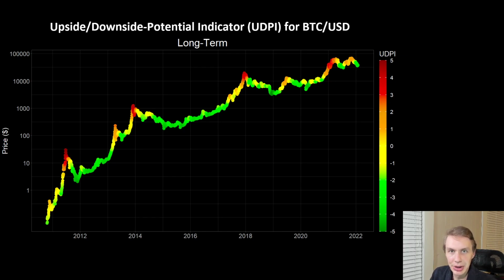Today I want to talk about simulating returns when you use multiple UDPIs in concert with one another.